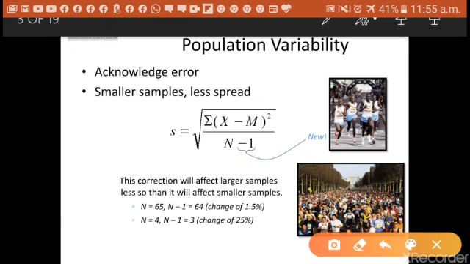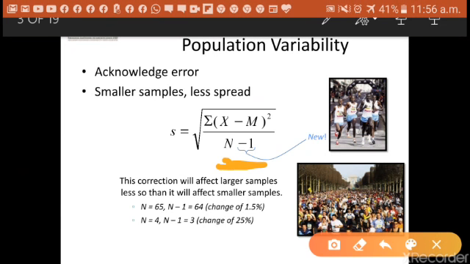I'll just note it down for you. You can see over here that n minus 1 is written. Now, what is n minus 1? n is the number of elements in the sample, supposing it is 10, 20, 30, whatever it is. If it is 10, then naturally we reduce it further so that our quotient becomes larger. In this way, this correction affects larger samples less, and smaller samples more.